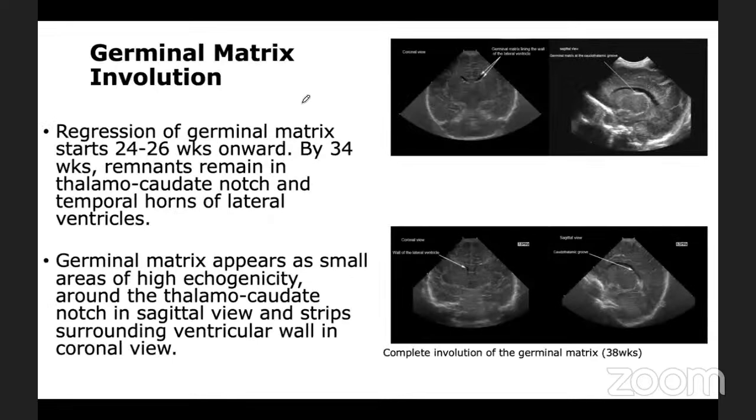Germinal matrix, as I said, starts regressing from 24 weeks onward, and by 34 weeks only remnants of it are seen at the caudothalamic grooves and in the temporal horn of the lateral ventricle. The germinal matrix appears as a small area of echogenicity, mainly in the thalamocaudate notch. You can see it here where my pointer is, at 38 weeks.